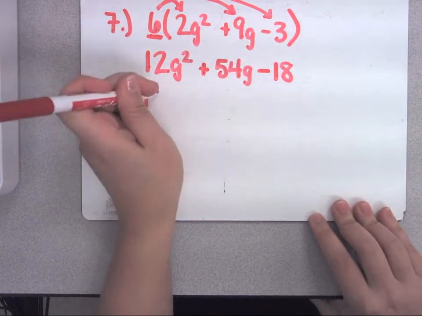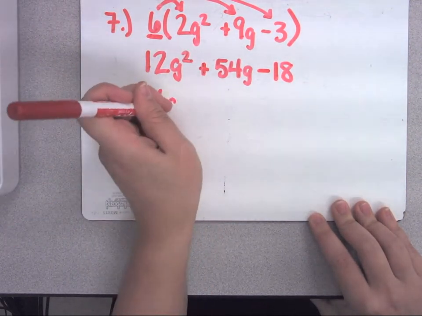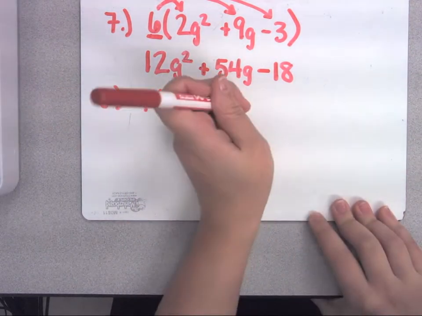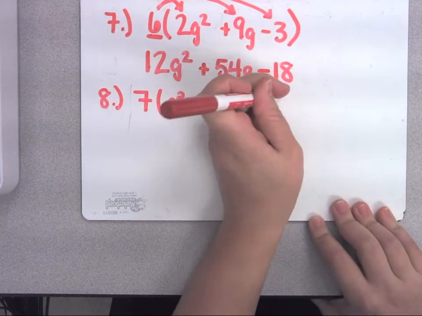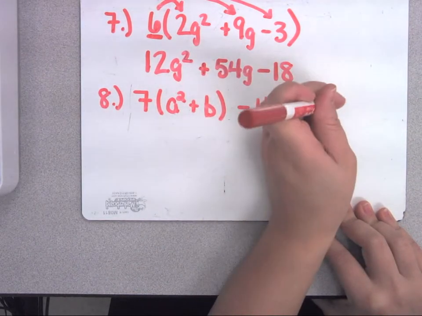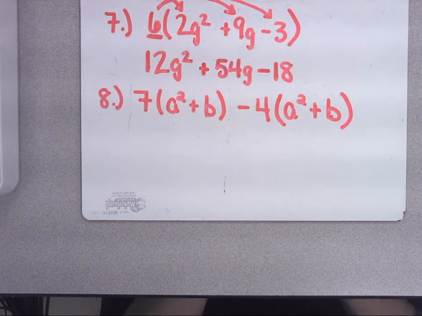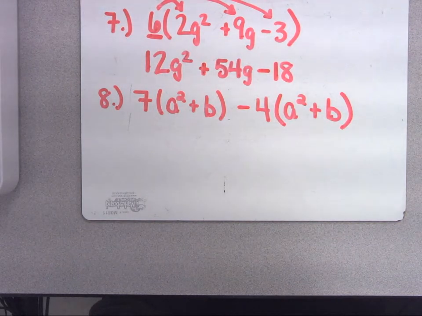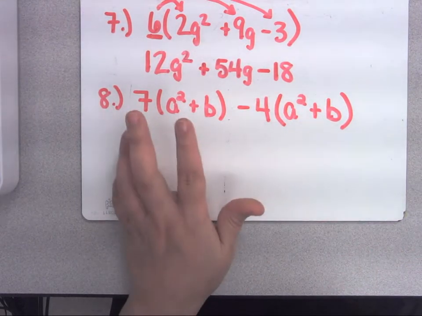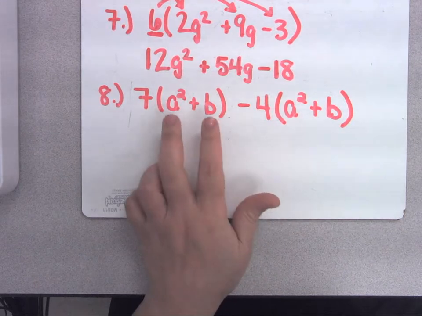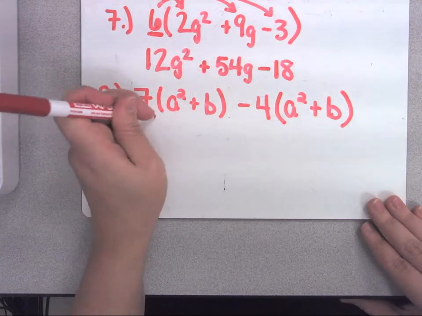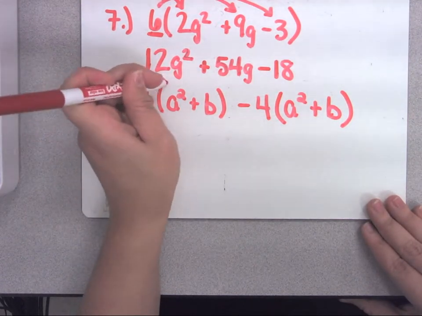How about 7 parentheses a squared plus b, close it, minus 4, parentheses, oh, I'm getting real fancy now, a squared plus b. Now, what do you notice? You notice we have 2 sets of parentheses. That means we're going to have to potentially distribute twice, right? Because in here, can we actually add anything together? No. So we're going to have to distribute this 7 times everything in here.